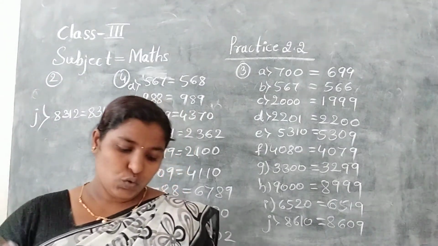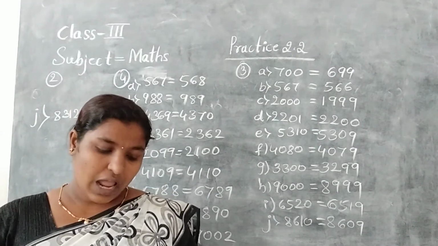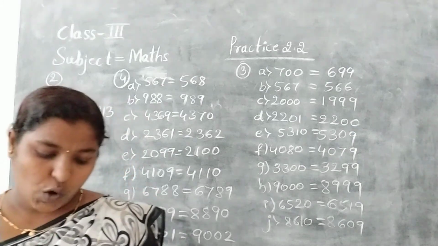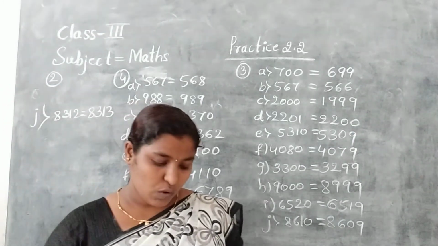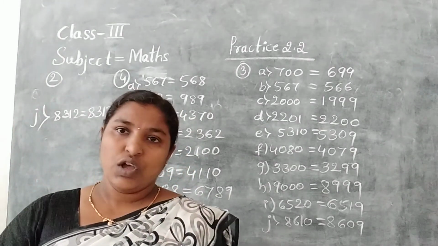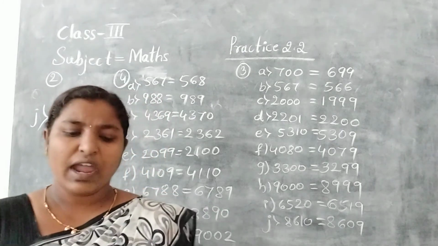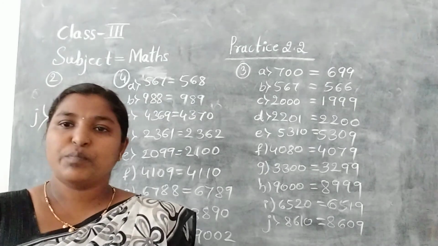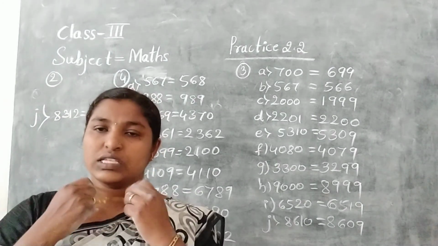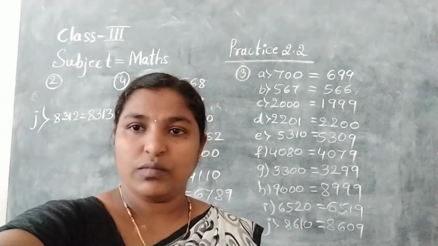So practice 2.2, questions 1, 2, 3, 4 have been completed. In the next class, I will tell you about counting by twos, counting by tens, counting by hundreds, counting by thousands. Then I will tell you about fill in the blanks. Okay, we will continue in the next class. If you have any doubts regarding expanded form, short form, successor and predecessor, you can call me and solve your problems. Okay, thank you.